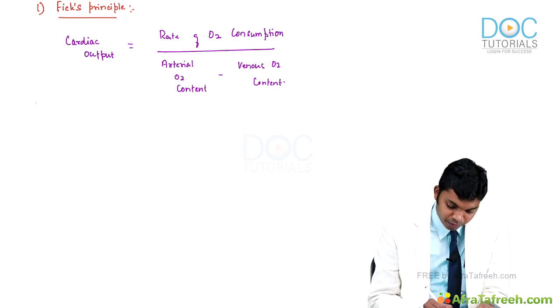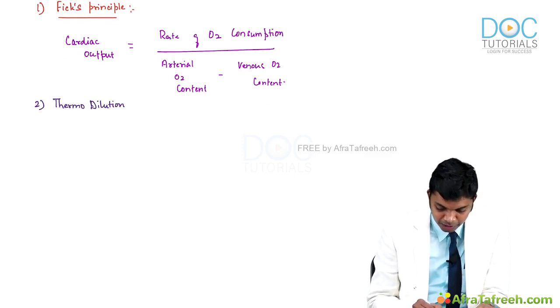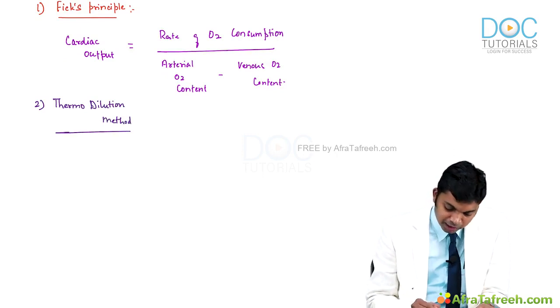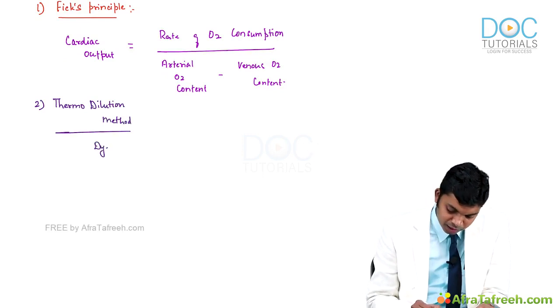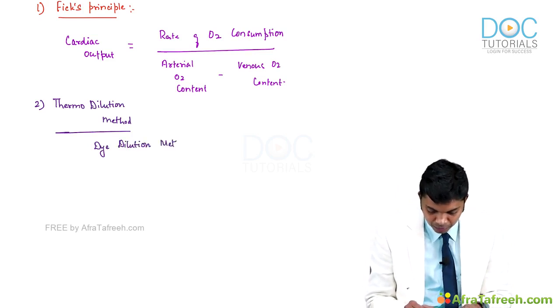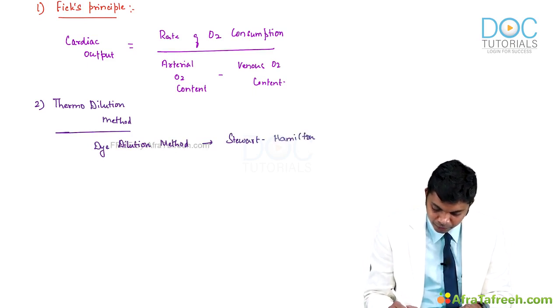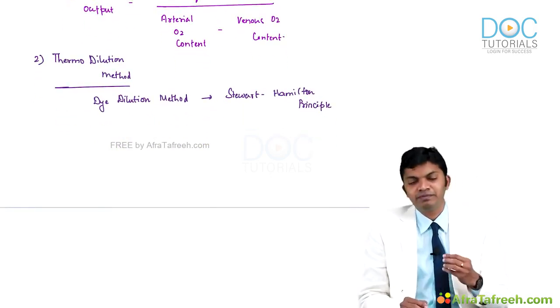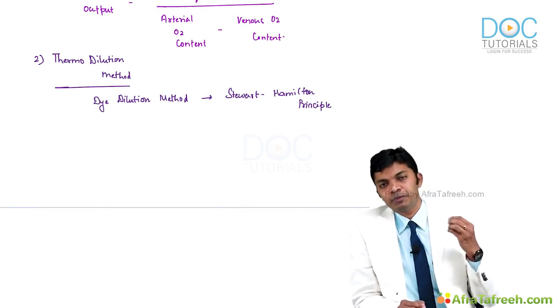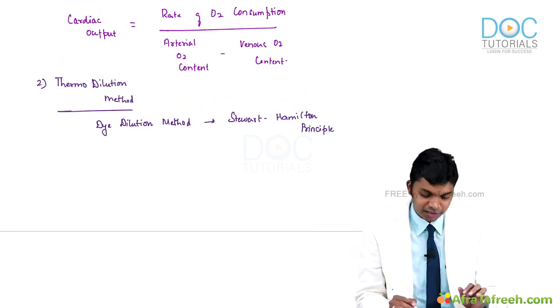Number 2 is the thermodilution method or other dilution methods; these all come under a common cluster called the dye dilution method. Dye dilution method is based on a principle called the Stewart-Hamilton principle, where you have the same kind of logic: the amount of dye injected in the body divided by the arteriovenous dye concentration. That is the dye dilution method.